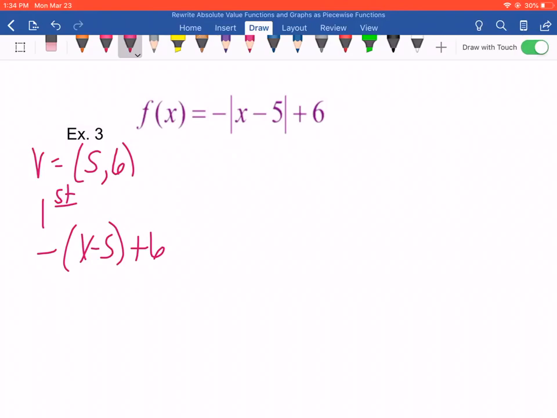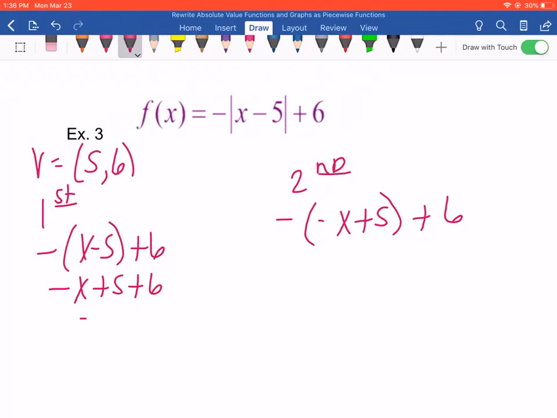The absolute value bars are gone, replaced with parentheses. In the second case, I'm going to bring down the negative, but this time I'm going to negate the sign of everything that is inside my absolute value bars. So negative, open parenthesis, negative x plus 5, bring down plus 6. Okay, now I can clean up each one of these. Distribute the negative, and you get negative x plus 5 plus 6, so negative x plus 11. Distribute the negative, positive x minus 5 plus 6. I end up with x plus 1.